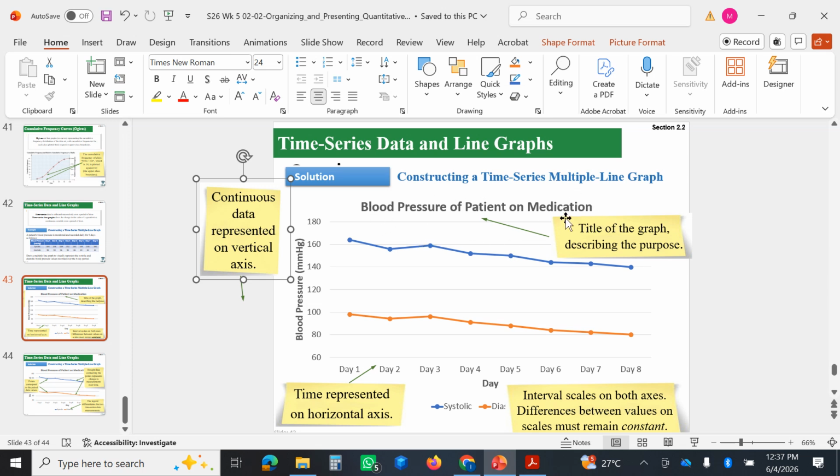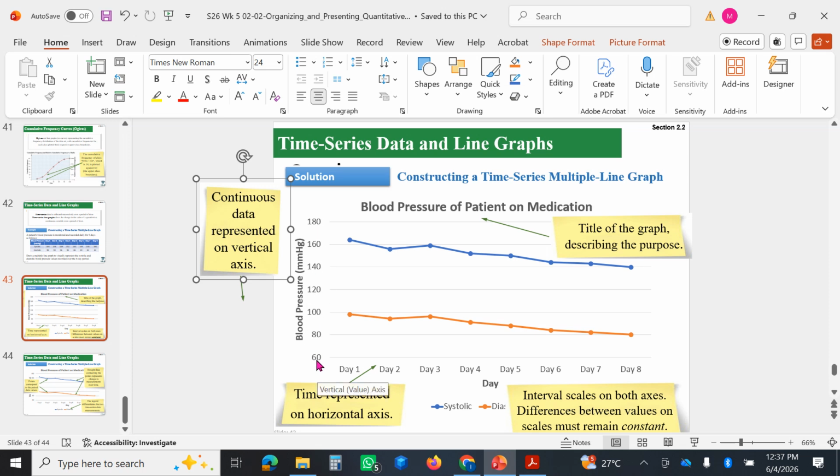You've got a title. Make sure there's a title. I think on some of the questions I put the title there for you, okay? But you'll have your blood pressure, millimeters of mercury, with your units, mmHg, and an appropriate scale. Please have an appropriate scale. You have to come up with that.